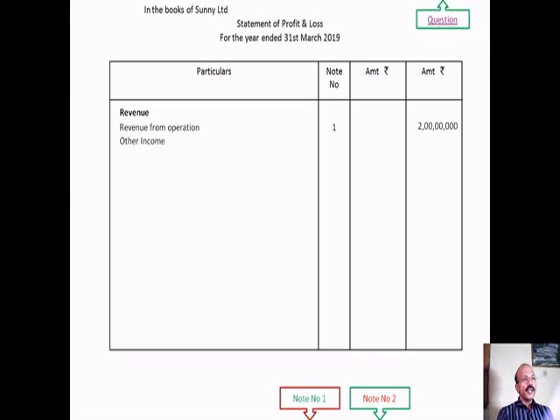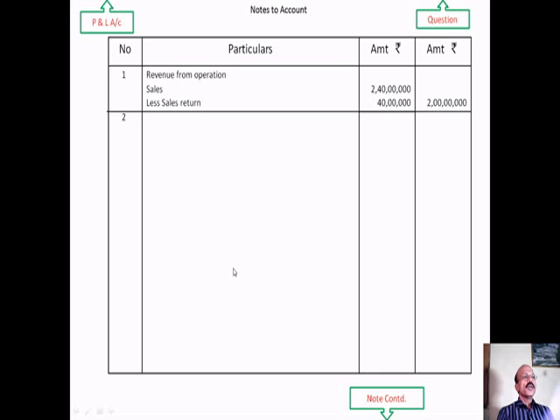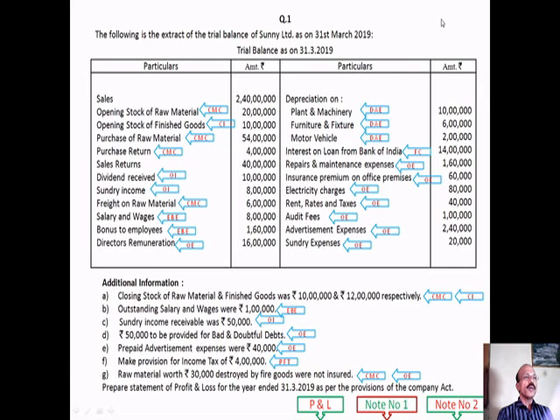The next item for the profit and loss account is other income. Working note number 2 will be prepared. So let us prepare working note number 2, other income. Let us find out what items from the trial balance come to other income. This is dividend received, sundry income, OI. There is no further OI item, but in adjustment we have one item, sundry income receivable. So sundry income receivable will be added to other income.